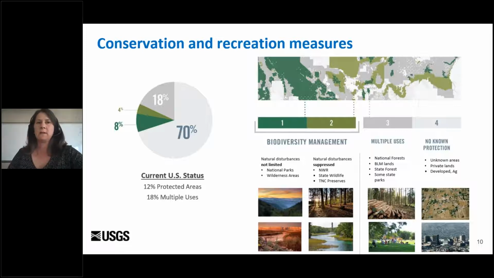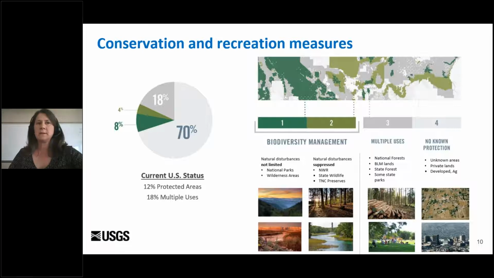The nationally relevant GAP status code illustrated here is a measure of management intent for the long-term protection of biodiversity. GAP status code 1 and 2 areas primarily managed for biodiversity are dark and olive green on the map and in the pie chart. They include places like national parks, wilderness, national and state wildlife refuges, Nature Conservancy preserves, where the conversion of natural habitat is permanently restricted.